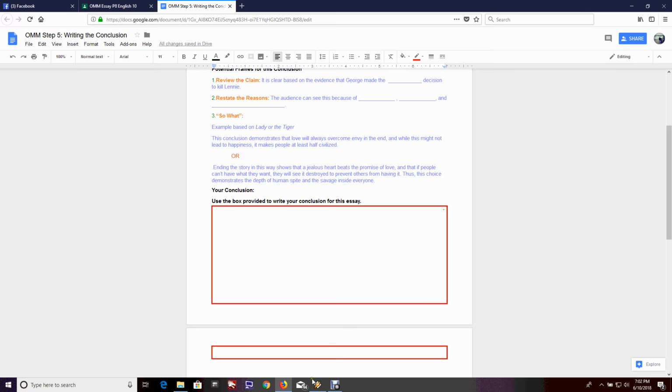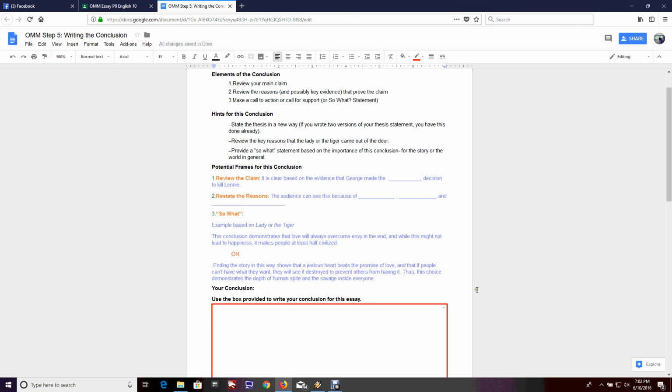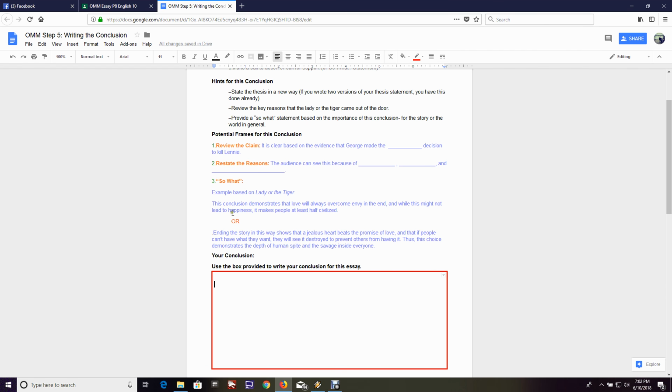So when we're writing a conclusion, you guys are all working on your essays, so this is what you should probably be seeing. There are three steps. So there's just the review of the claim, where you restate your thesis, right? You restate your reasons for why you think that, and then you say, so what? Or why does this matter, essentially? Or what is the audience supposed to understand by the end here?